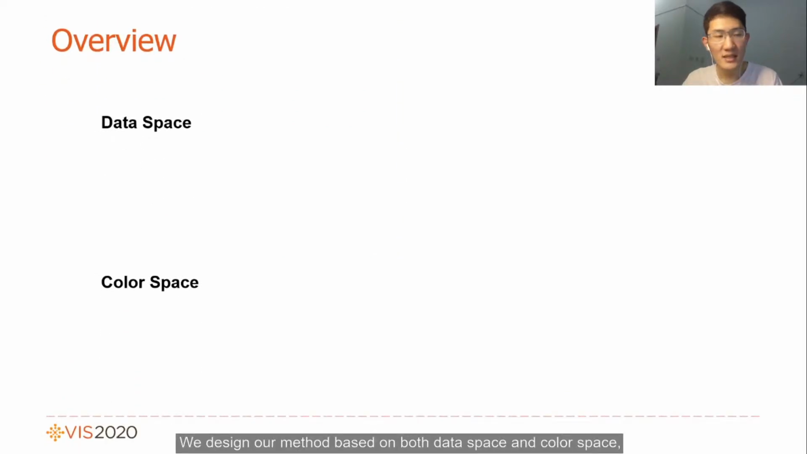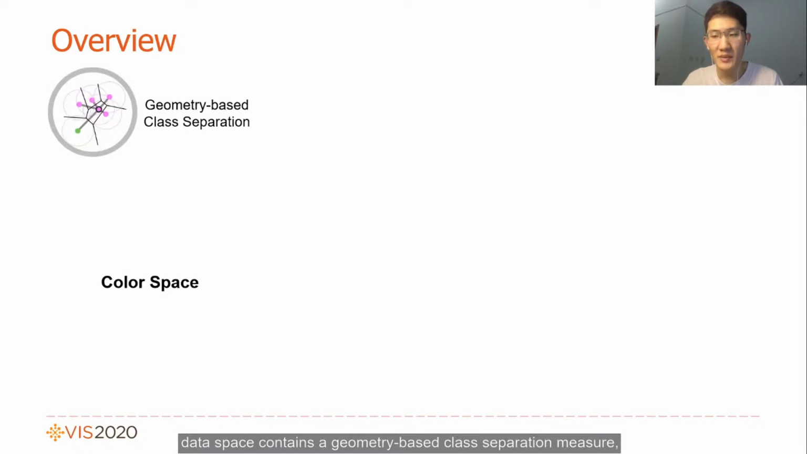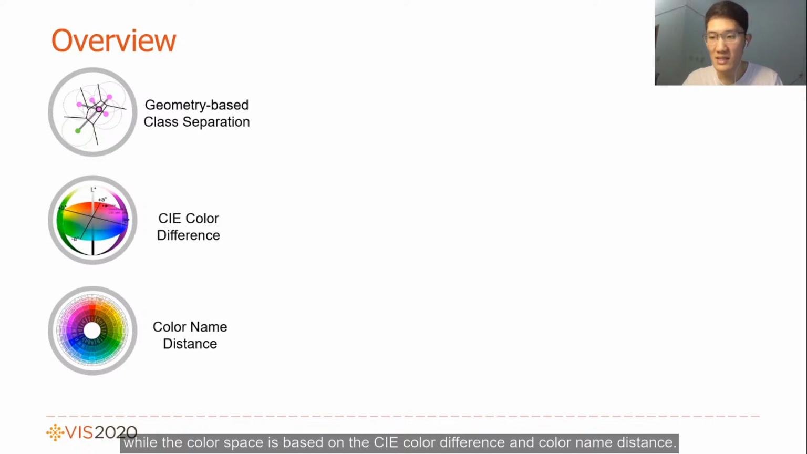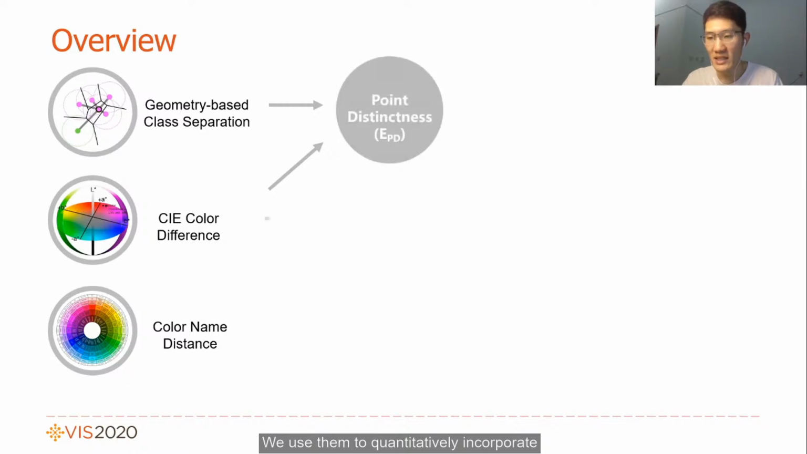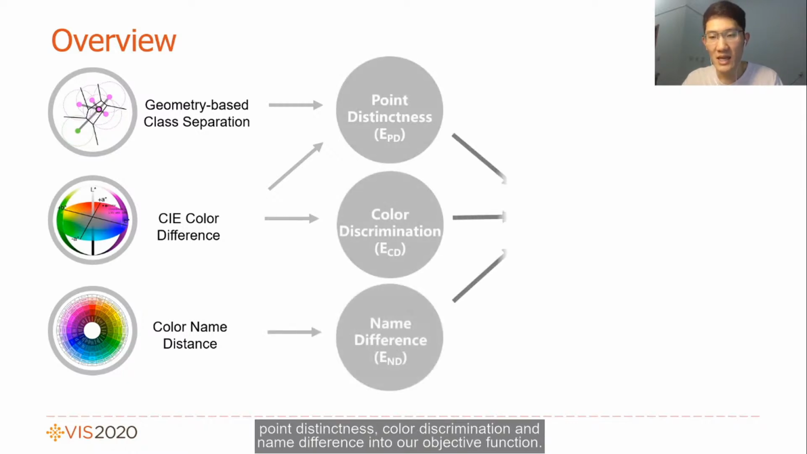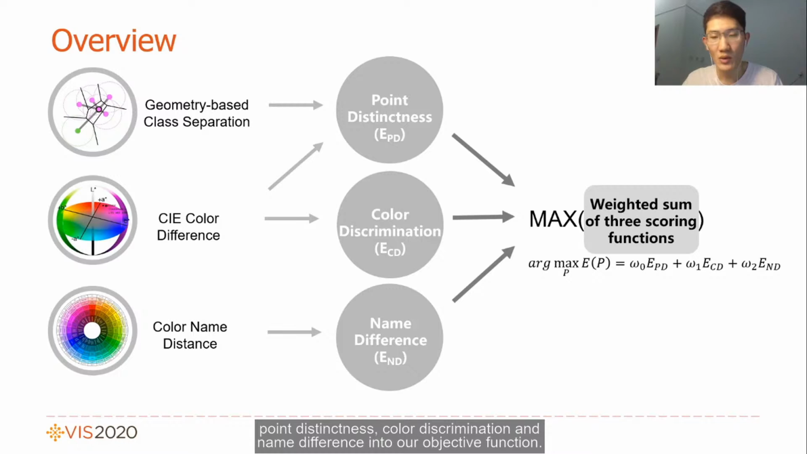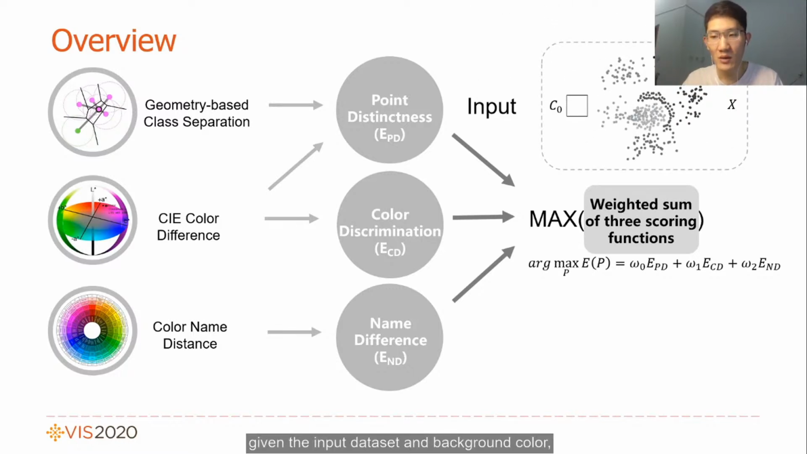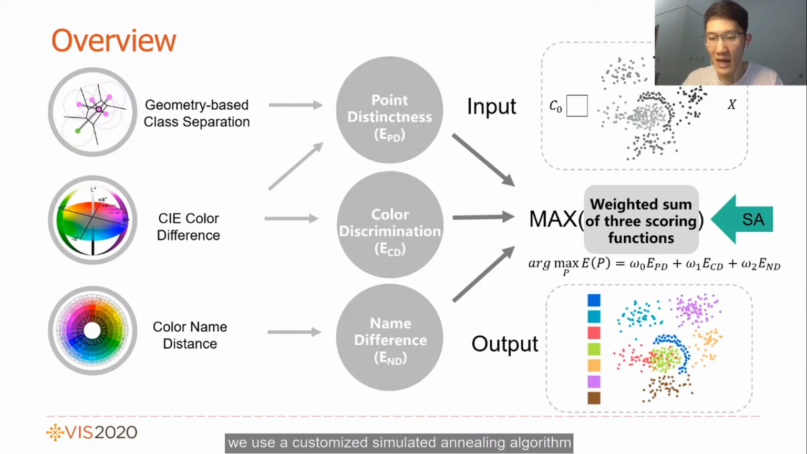We design our method based on both data space and color space. Data space contains a geometry-based class separation measure, while the color space is based on the CIE color difference and color name distance. We use them to quantitatively incorporate point distinctness, color discrimination, and name difference into our objective function. Given the input dataset and background color, to find the best palette in the infinite color space, we use a customized simulated annealing algorithm to rapidly generate a good result.